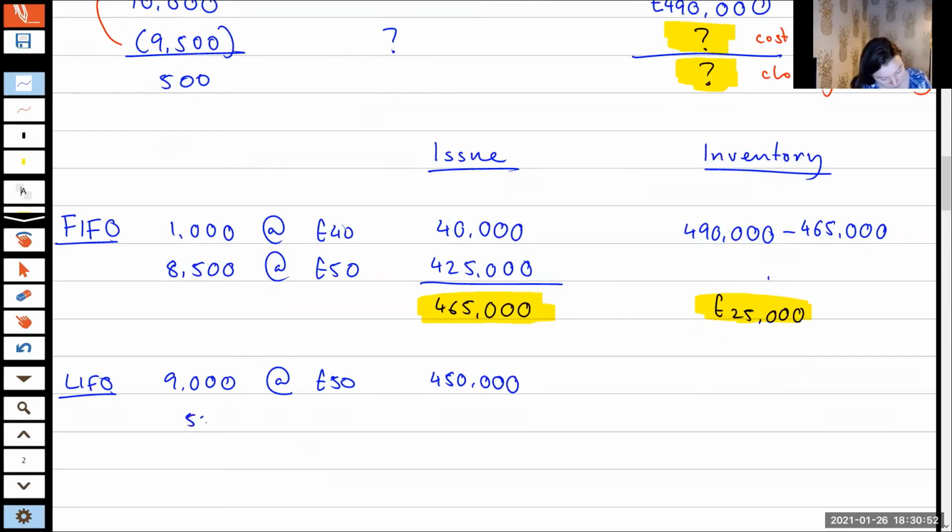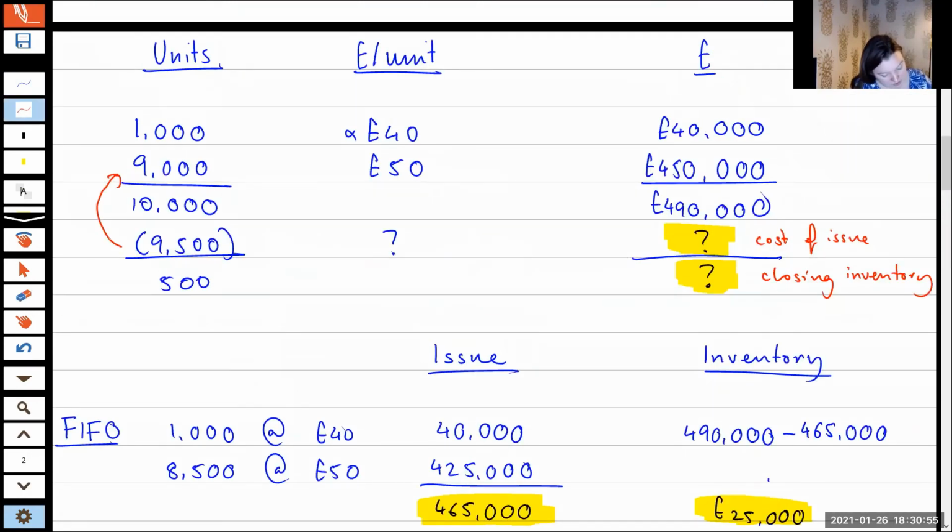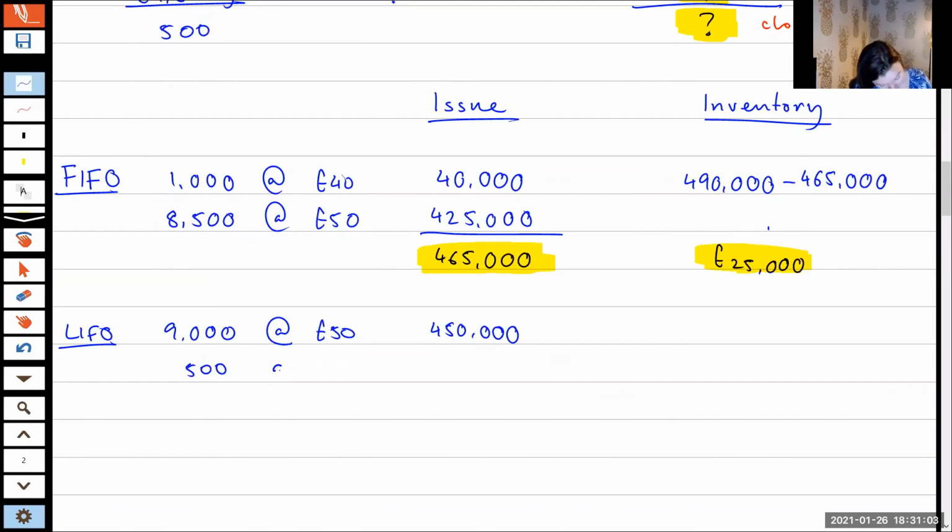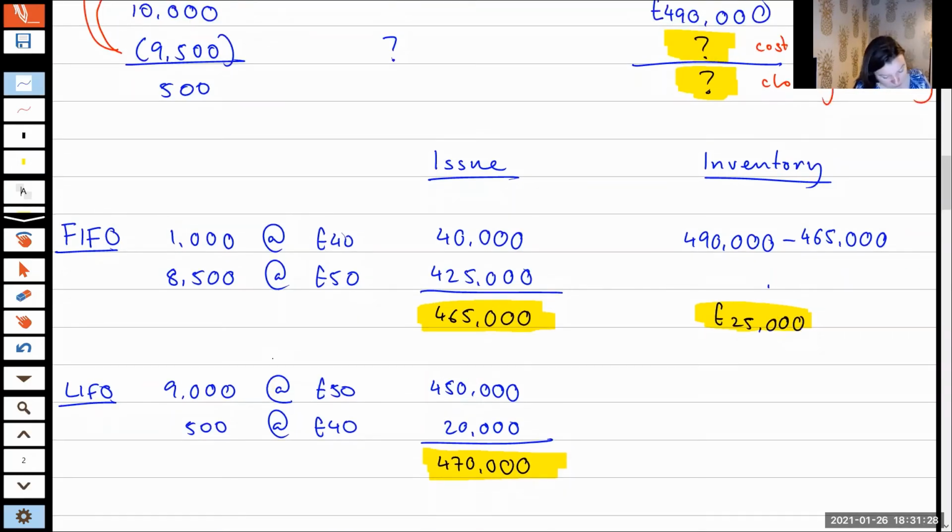There are still 500 units left to issue, so we go to the next line up and use 500 from that 1,000 line, where the cost per unit was £40. 500 times 40 is 20,000. So overall, we're looking at £470,000 of inventory, and that's what we've issued. So under LIFO, we have issued £470,000 of inventory. What is the inventory that is left?